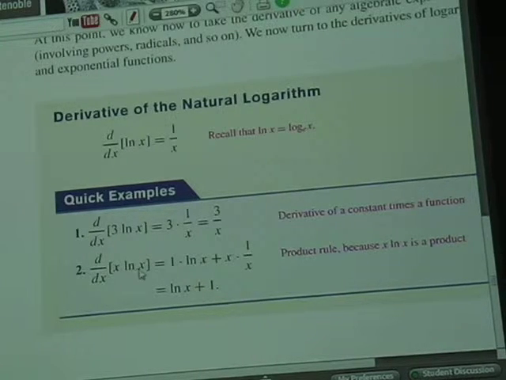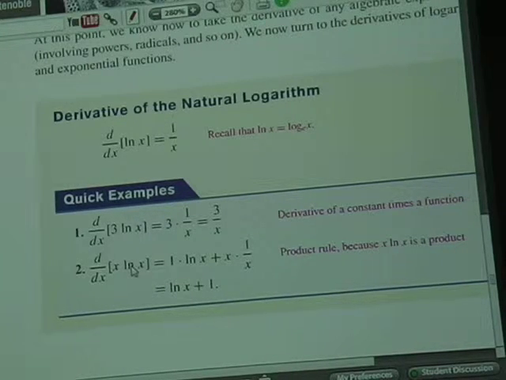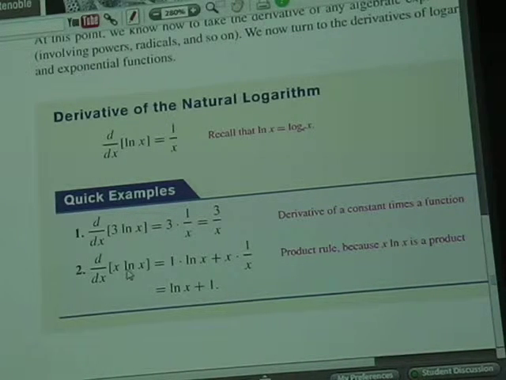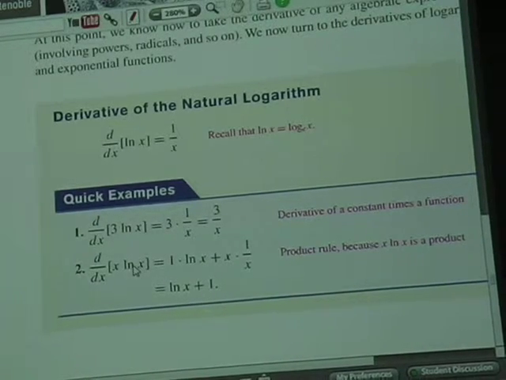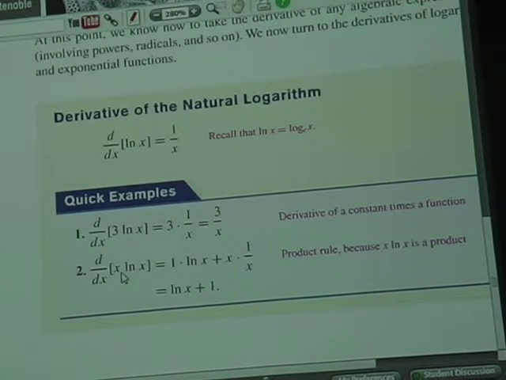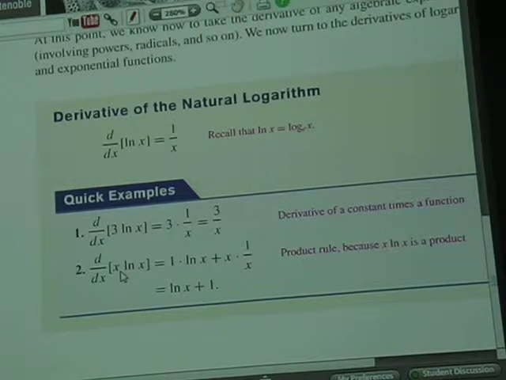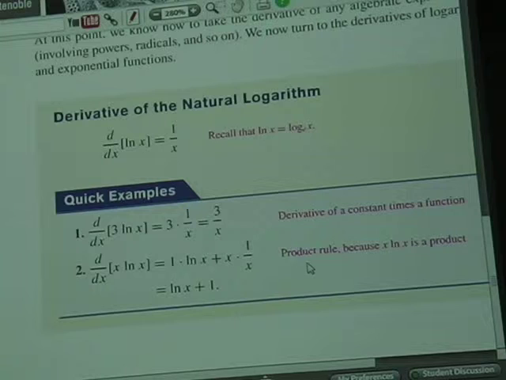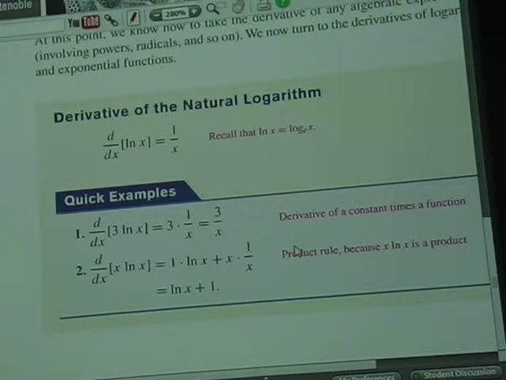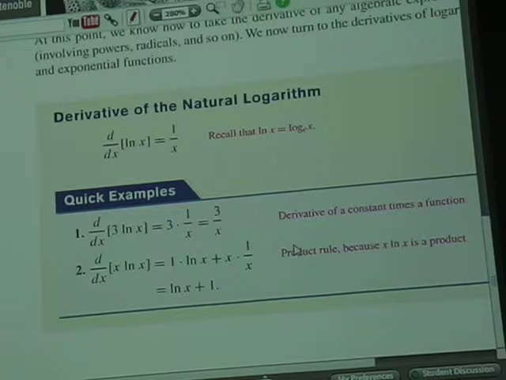Are we adding them? Plus. Are we dividing them? No, we're doing what? We're multiplying them, right? X times ln of x. That's what this means. Maybe you're not comfortable with that notation, but that's what it means. X times ln of x. So if that's what it means, then what rule do we need? The product rule. What was the product rule? Do we have it here? Yeah, but we erased it.